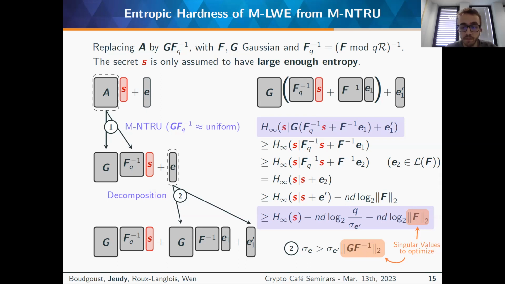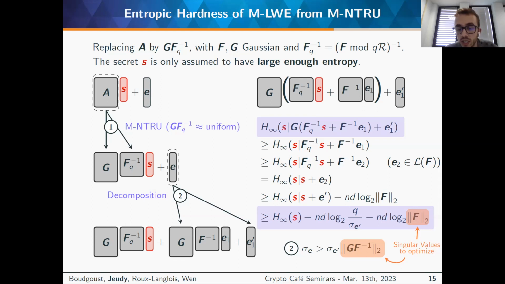Okay, so we have two quantities here, those two norms of matrices, which are singular values of random Gaussian matrices over the ring. And part of our work was also to try and optimize those values, so to have probabilistic bounds on these values as tight as possible to have the tightest reduction and the best parameters overall. Because if I can minimize the norm of F, then I have a better entropy condition, so I can reach lower entropy secrets. And if I minimize the norm of G times F inverse, then I'm going to reduce the blow up factor that I need for my Gaussian error for the reduction to go through, and this will give me better parameters overall.